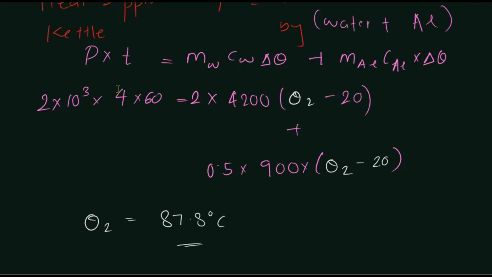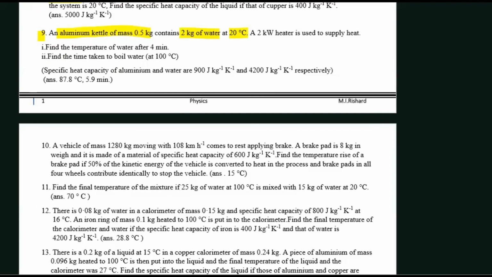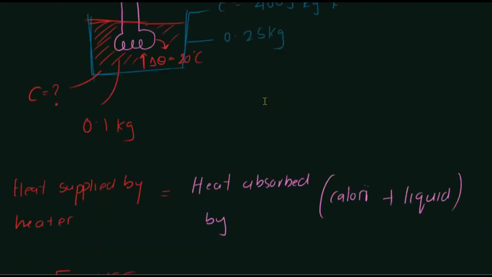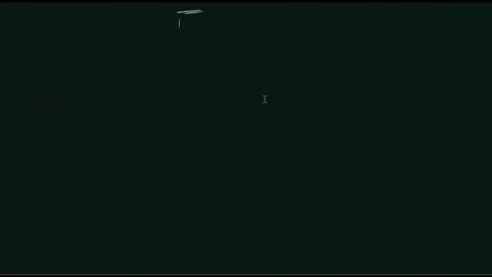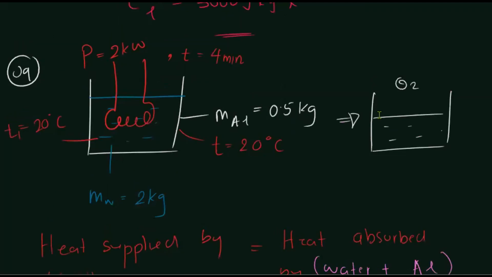Let us go to the second part: find the time taken to boil water. Boiling means the water should reach what temperature? Water usually boils at 100 degrees Celsius. So in order for the water to boil at 100 degrees Celsius, what is the time taken?